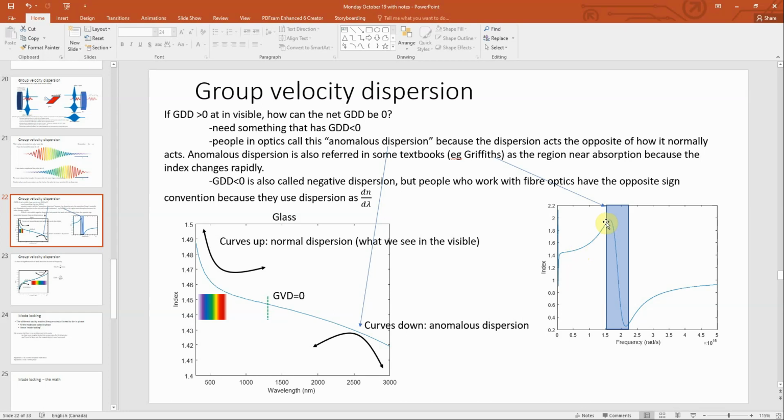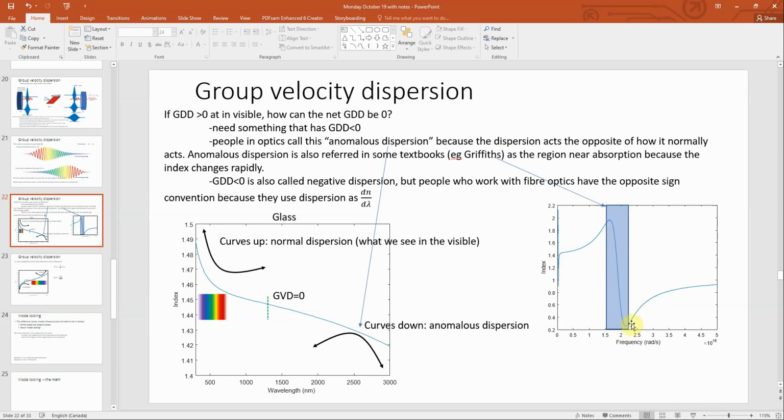If you take the second derivative of this, this would be positive. And then just to the right of the resonance here, you have anomalous dispersion. As I said, in Griffiths, he refers to this region as anomalous dispersion because this rapidly changes. But we would just call this in optics an absorption region, because light wouldn't really transmit through this anyways.